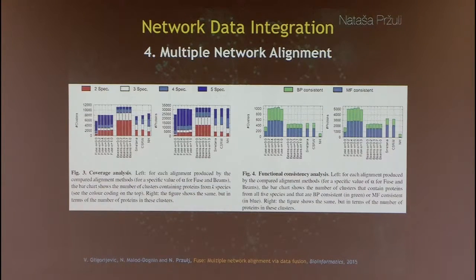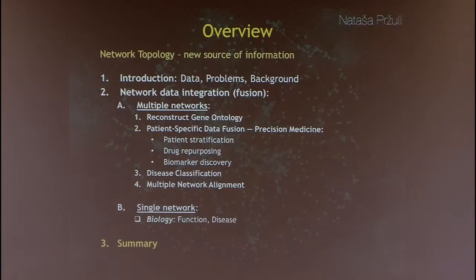And also in fuse, we have the most biological process consistent clusters and molecular function consistent clusters. This is fuse, this is fuse, this is competitors. And basically this is from all, so you have clusters of these genes from all species that are biologically consistent based on the evidence from sequence and topologies of all these networks.